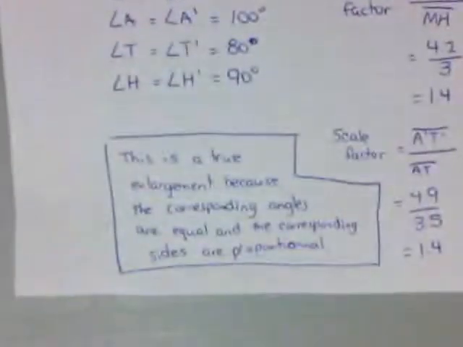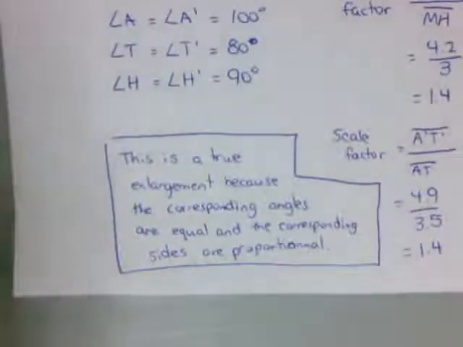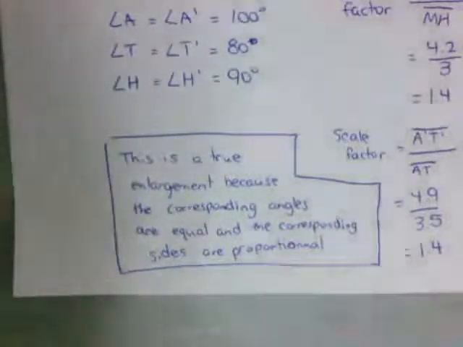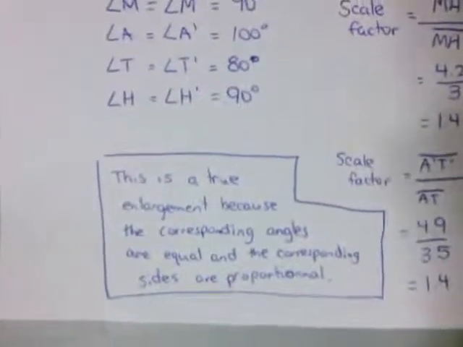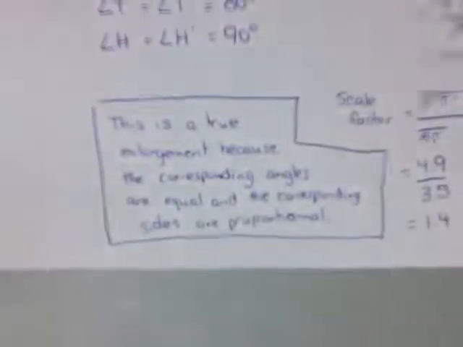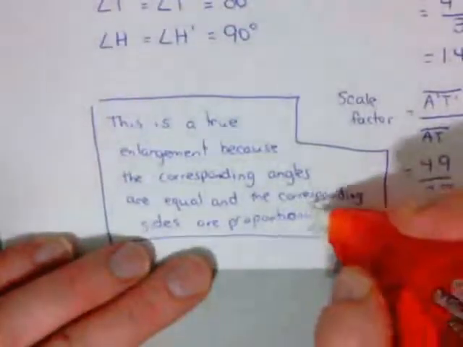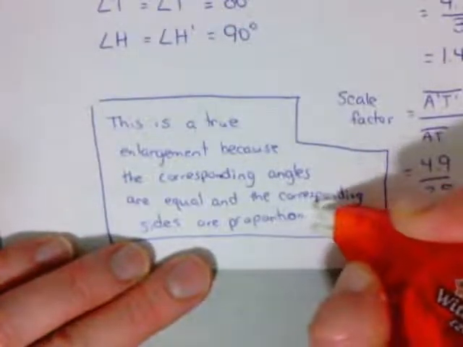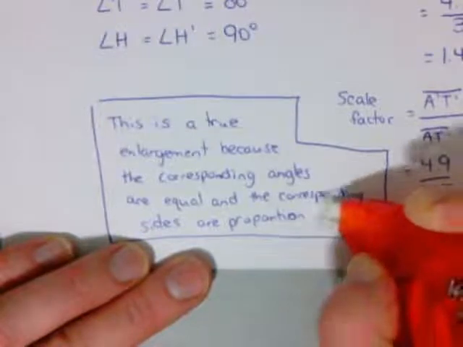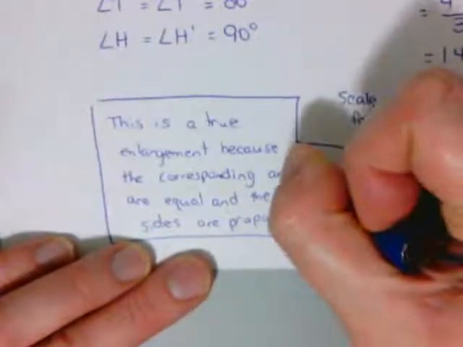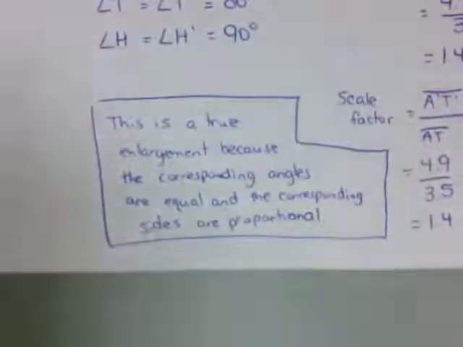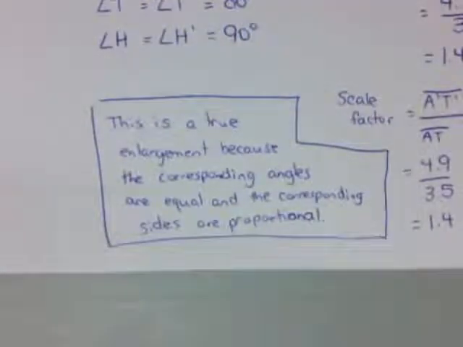So you have to say it's a true enlargement because corresponding angles are equal and corresponding sides are proportional, okay? And I think I added too many N's there for proportional. Yes, my apologies. That's the French side of me. It's double N in French, 1 N in English. Okay, so guys, you have to use the words proportional. You have to use the words equal. Don't get them mixed up. Angle is equal. Sides are proportional.